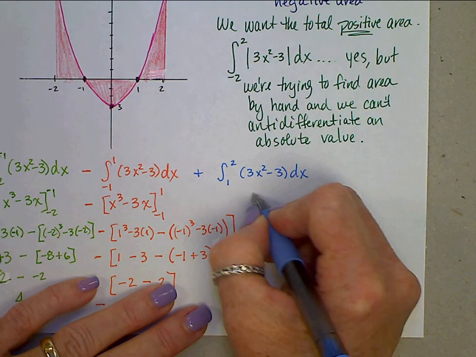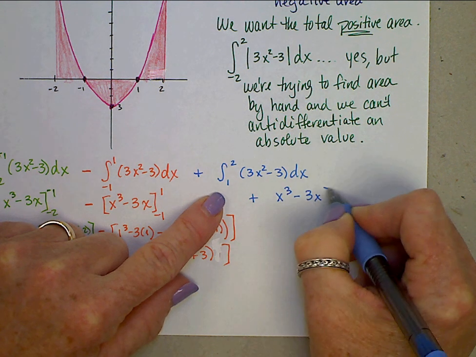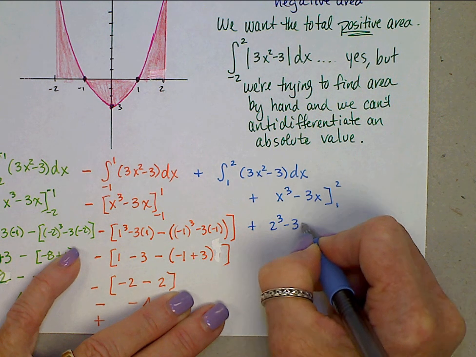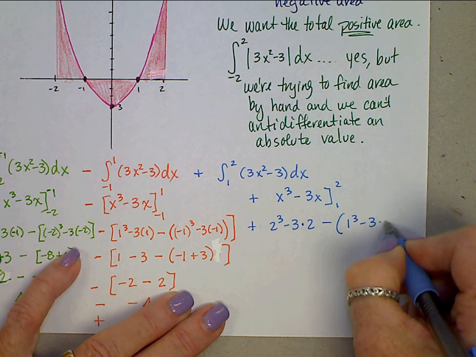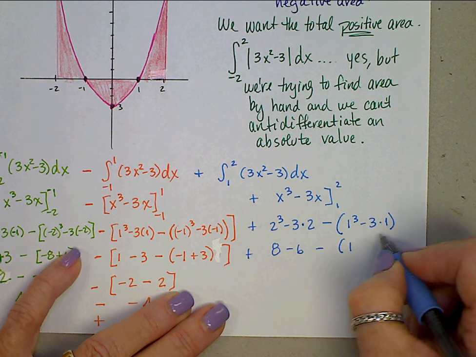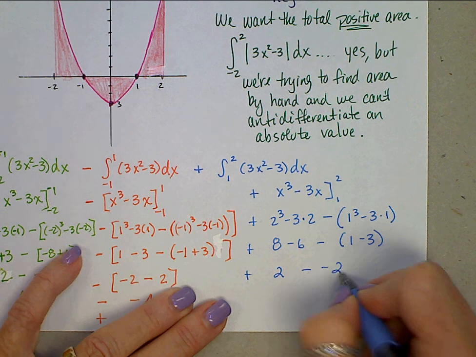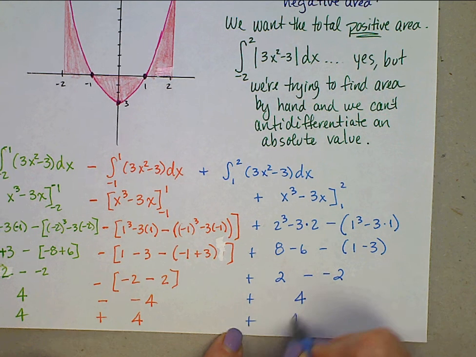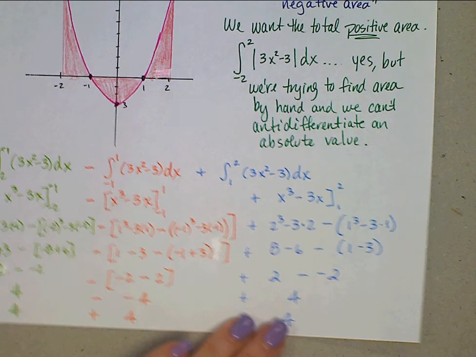Last one, oh my, plus over here. Antiderivative, x cubed minus 3x. Evaluate from 1 to 2. So we'll have 2 cubed minus 3 times 2, minus, and we'll put in a 1. 1 cubed minus a 3 times a 1. 8 minus 6 minus quantity 1 minus 3. We have 2 minus a -2 plus a 4 plus a 4. So here we have at the end 4 plus 4 plus 4, 12.